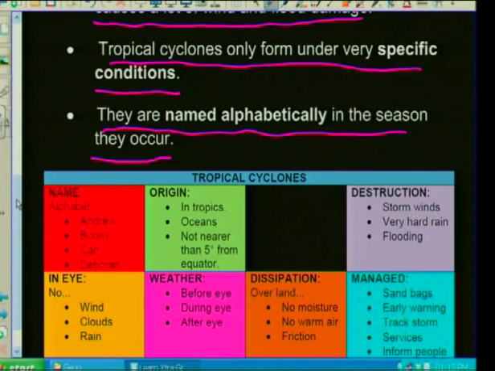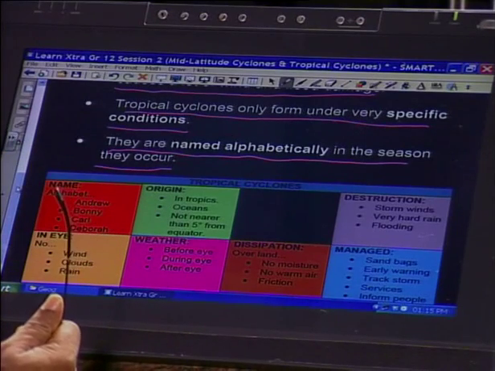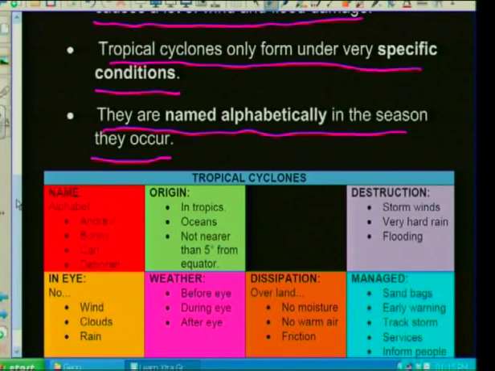And then the origins, just to summarize: in the tropics, over the oceans, because that's where we're going to get high temperatures. Remember, latent heat is going to come in, because as the air rises it condenses and gives off heat, so it adds to the heat. We also said it's not nearer than 5 degrees from the equator, because there's less Coriolis force.